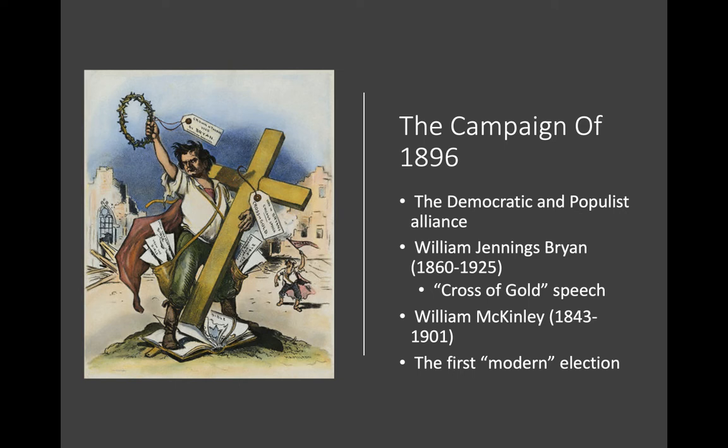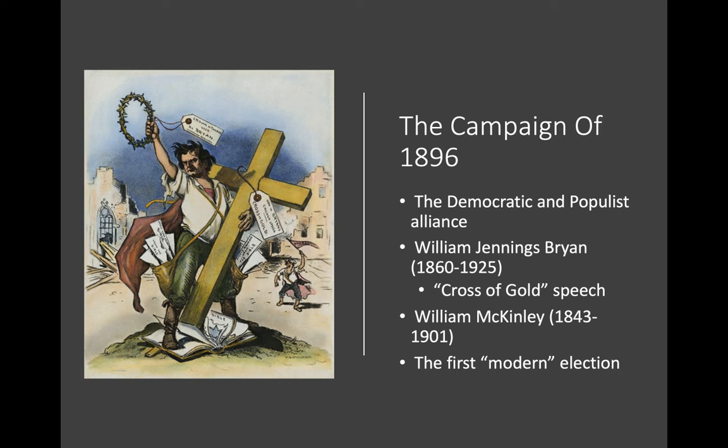The big campaign of 1896 puts the Populist Party on the political map in the United States, particularly because the Populist Party forms an alliance with the Democratic Party, and they unite together behind a single candidate, William Jennings Bryan. William Jennings Bryan, this will not be the last time in American history he is mentioned or discussed.